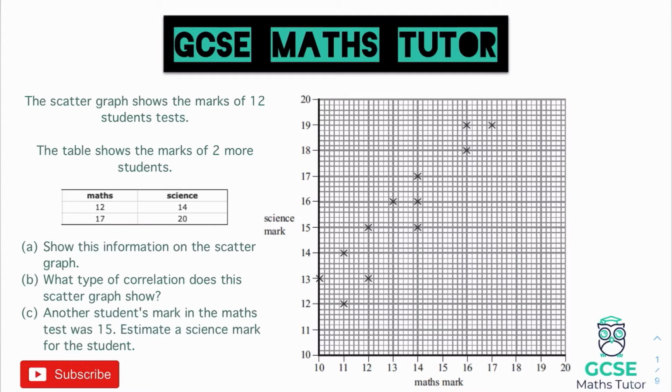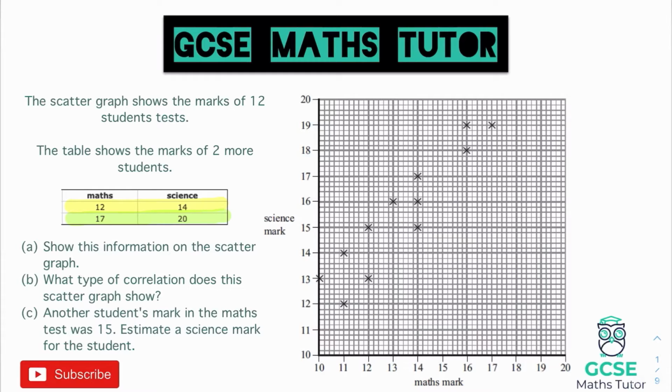We have the scatter graph shows the marks of 12 students' tests. And if we have a look at the graph, we can see we've got the science marks going up along the y-axis and the maths marks going along the x-axis. And it says here the table shows the marks of 2 more students. And we have 2 students here where we have someone that gets a maths mark of 12 and a science mark of 14. And then we have another student below there that gets a maths mark of 17 and a science mark of 20. Now in part A of the question, it then says show this information on the scatter graph. So we need to plot these 2 points.